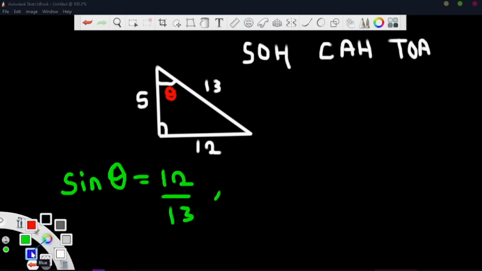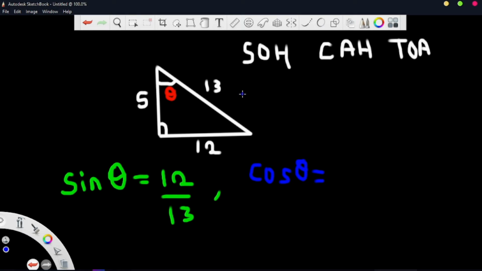Now how do I find my cosine? The cos of theta is equal to my adjacent over my hypotenuse. 5 is my adjacent, because we said this is opposite, this is the hypotenuse, and this is adjacent. So 5 is the adjacent, and the hypotenuse is 13.